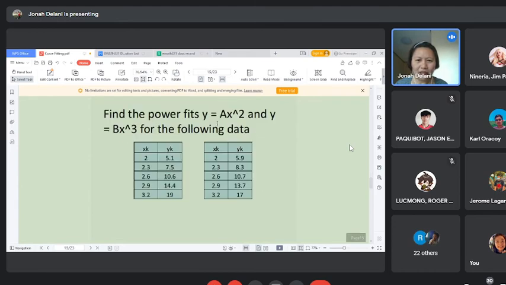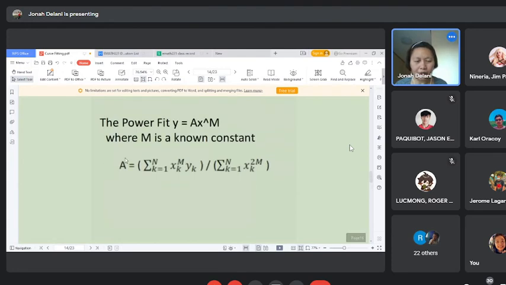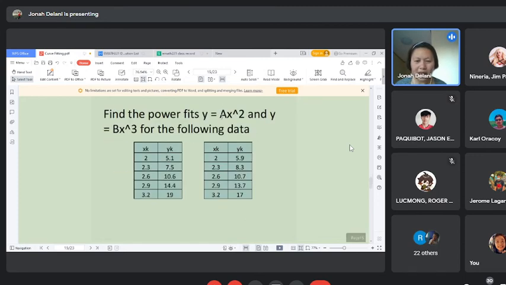So depending on the form, m is 2 here and in this other one, m is equal to 3. Then we solve for the value of this constant a. This is how we would solve for the value of the constant a.